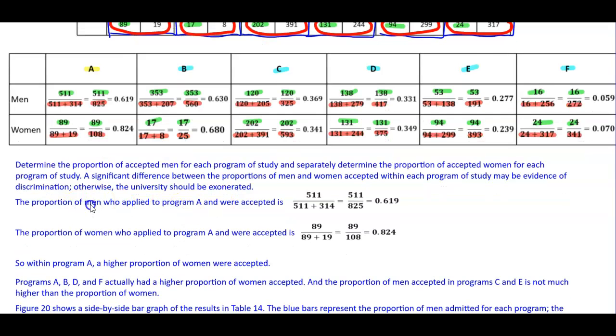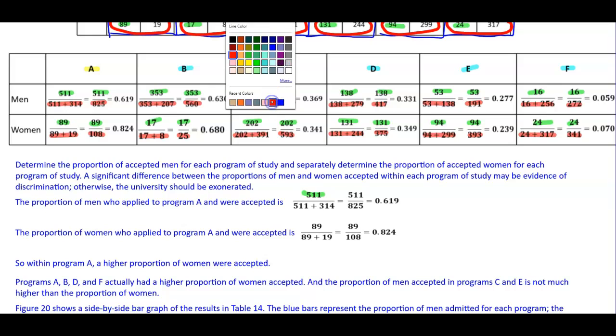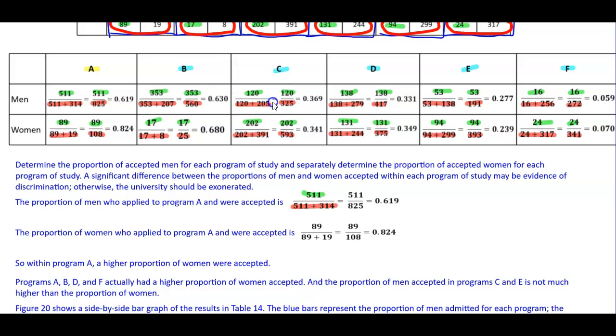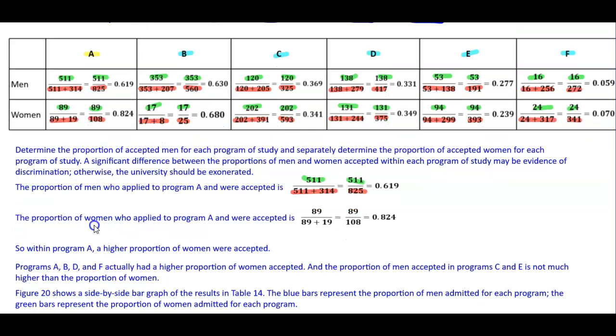So again, how do we find the proportion of men who applied to program A and were accepted? Well, again, we took the total of the men that were accepted in the program of 511, and then we divided by how many men that were in that program, which was 825. So 511 divided by 825 gave us 0.619. And likewise, for the proportion of women applied for program A, we had a total of 89 for women, and we know that the total of women in that program were 89 plus 19. So 89 divided by 108 gives us 0.824.